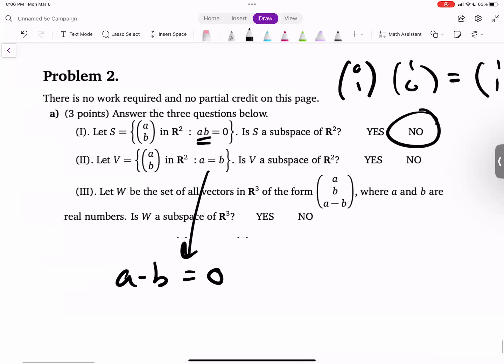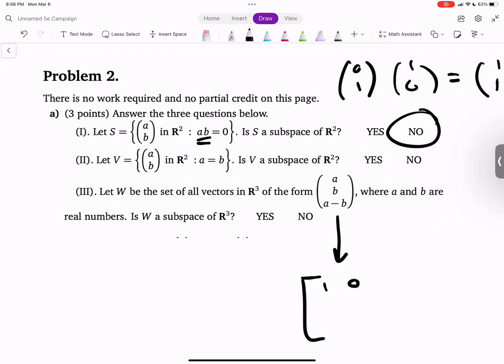Oh, look, there's the thing I was just talking about. Let W be the subspace of R3 in the form A, B, A minus B, where A and B are real numbers. Is this a subspace, yes or no? Why? This is just a column space. We can rewrite this as 1, 0, 0, 1, 1, -1, where my first column is A, my second column is B. Each equation is each row. So we put it in a matrix, therefore it's a subspace.